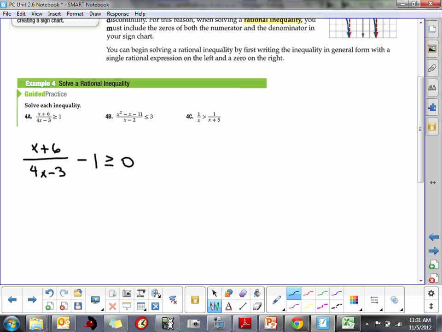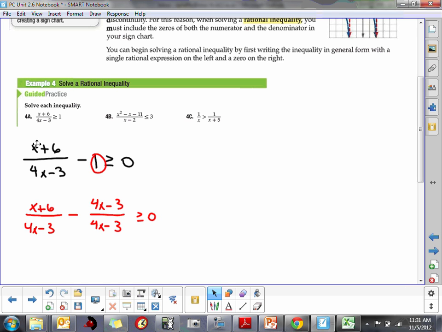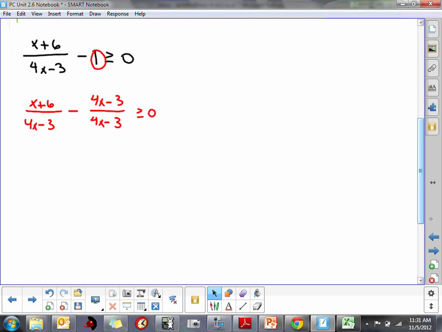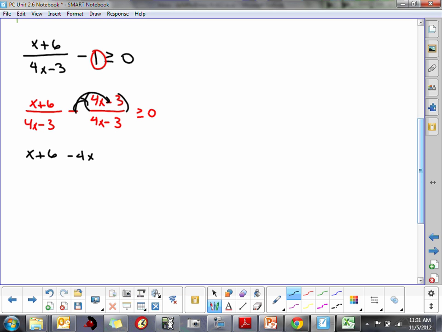I want to subtract 1 from it to be greater than or equal to 0. Now I've got one side equal to 0. But I want to write this as a single rational expression, which means get a common denominator and rewrite it. So we have x plus 6 all over 4x minus 3, minus 4x minus 3 all over 4x minus 3, simply rewriting 1 with a common denominator of 4x minus 3, greater than or equal to 0. Then we can distribute our negative. So it'll be x plus 6, minus the quantity 4x minus 3, so minus 4x and minus a negative 3, which is plus 3, all over our common denominator of 4x minus 3, greater than or equal to 0.